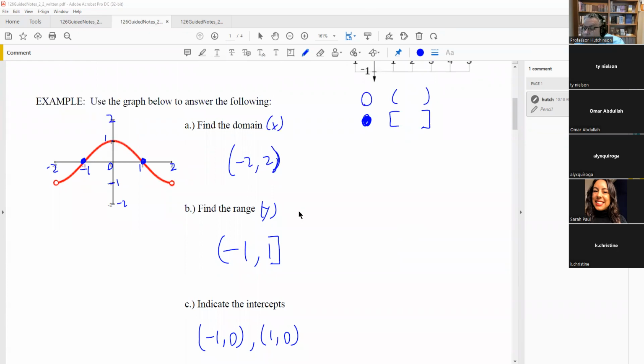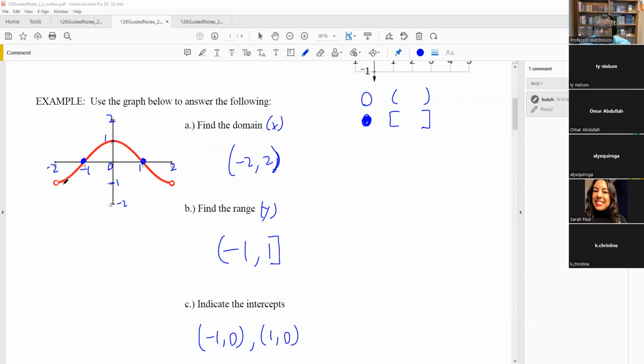So I got a question in the chat here about domain. I can explain the domain. The domain is talking about only the x values that this graph uses. If I take a look at the entire graph, the graph only exists between the x value of -2 and 2. There's no more graph that goes less than that or more than 2. So the graph is only defined between -2 and 2.